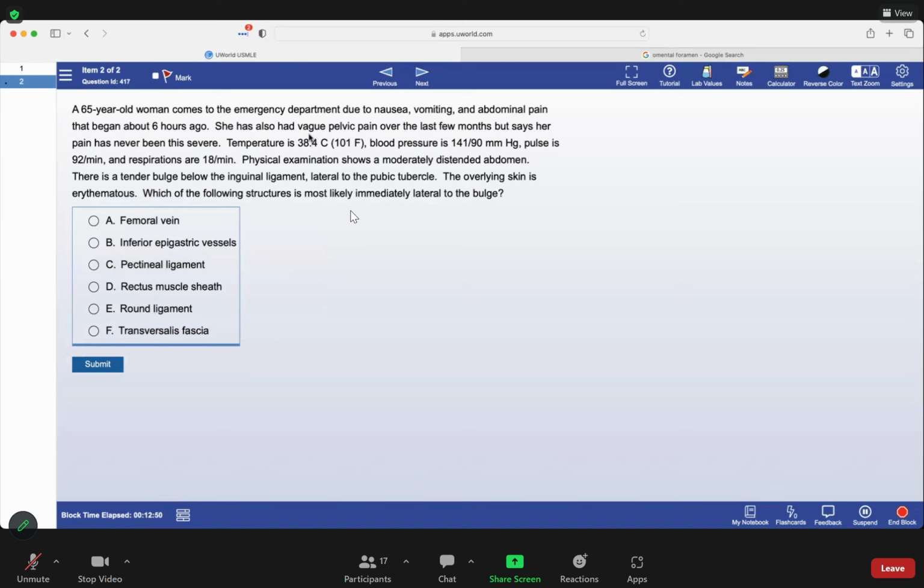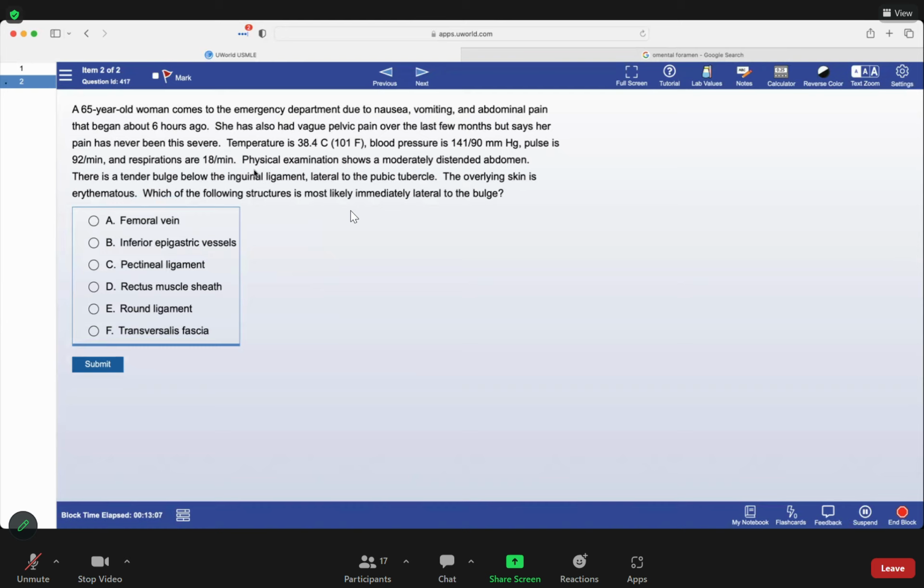A 65-year-old woman comes to the emergency department due to nausea, vomiting, and abdominal pain that began 6 hours ago. She has also had a vague pelvic pain over the last few months, but says her pain has never been this severe. So it's not an acute pain, it's chronic. Slowly started, now it's progressing.